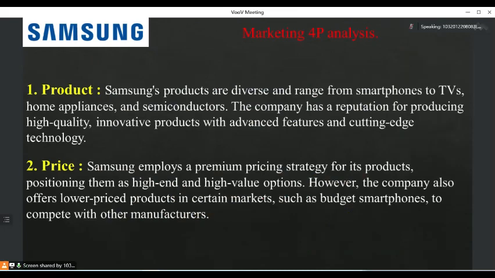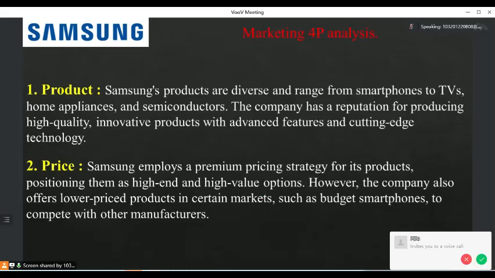Marketing analysis. Product. Samsung products are diverse and range from smartphones to TVs, home appliances, and semiconductors. The company has a reputation for producing high quality, innovative products with advanced features and cutting-edge technology. Price. Samsung employs a premium pricing strategy for its products, positioning them as a high-end and high-value option. However, the company also offers low priced products in certain markets, such as budget smartphones, to compete with other manufacturers.